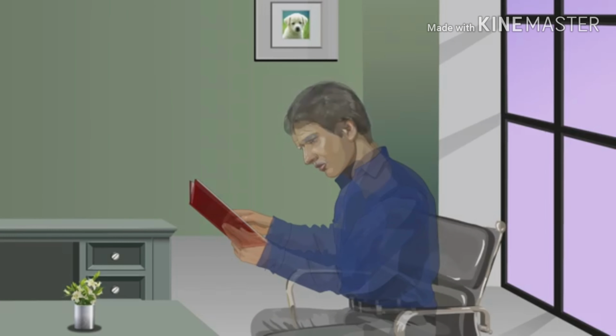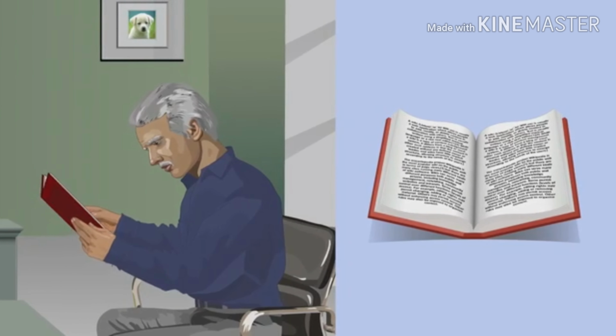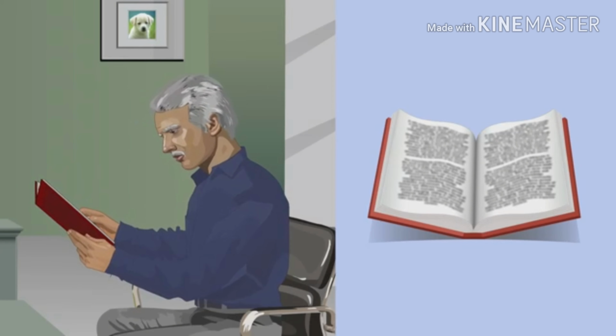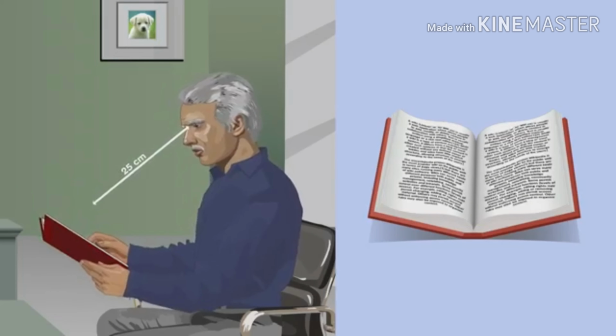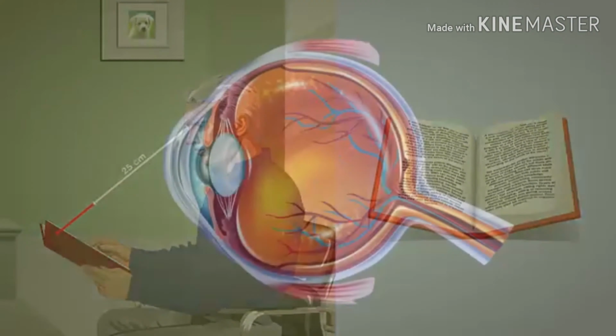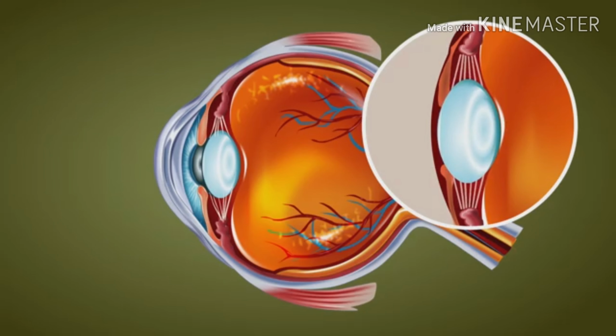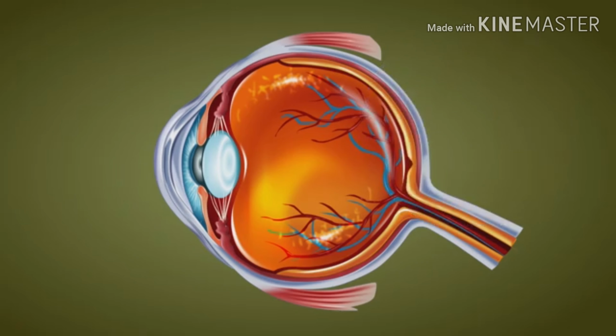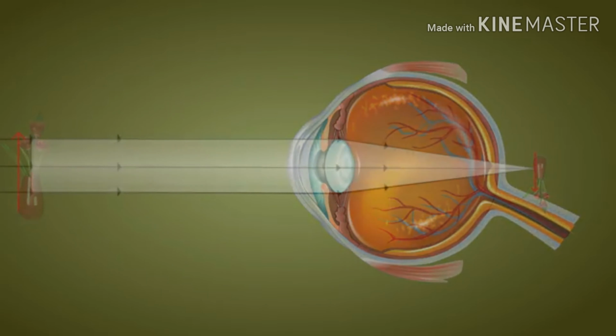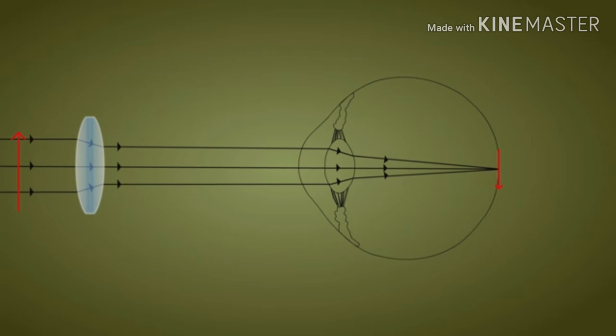The third defect we look at is presbyopia, seen in elderly people. Here, nearby objects cannot be seen clearly due to the increase in the distance of the nearest point. This may be due to the weakening of the ciliary muscles or due to the decreased flexibility of the lens. This can be corrected using a convex lens of suitable focal length.